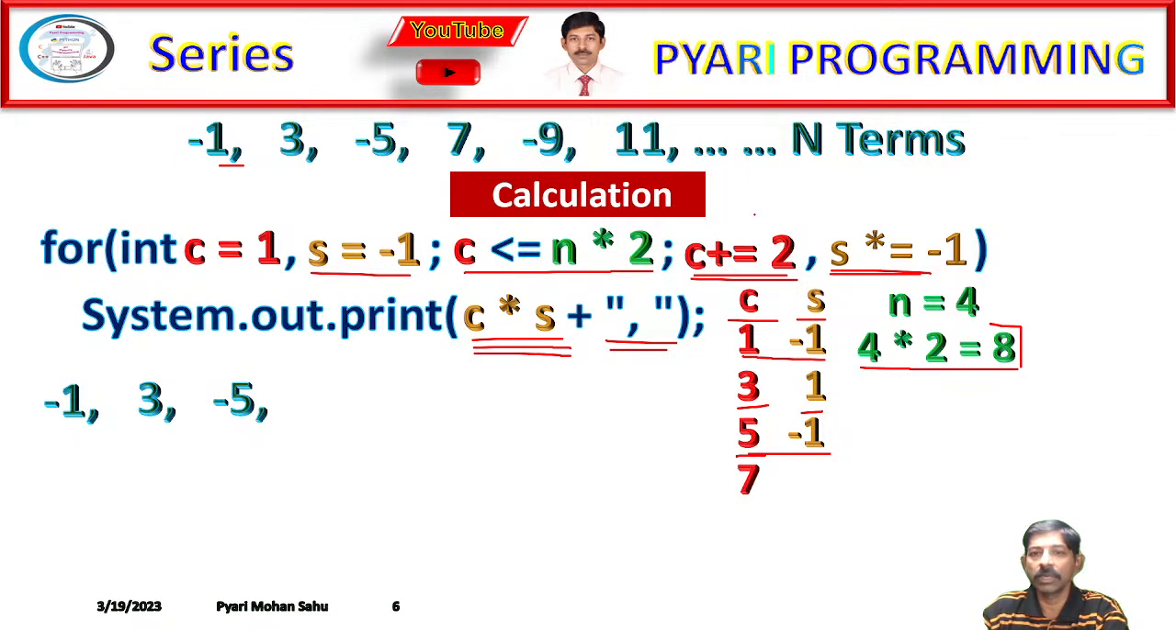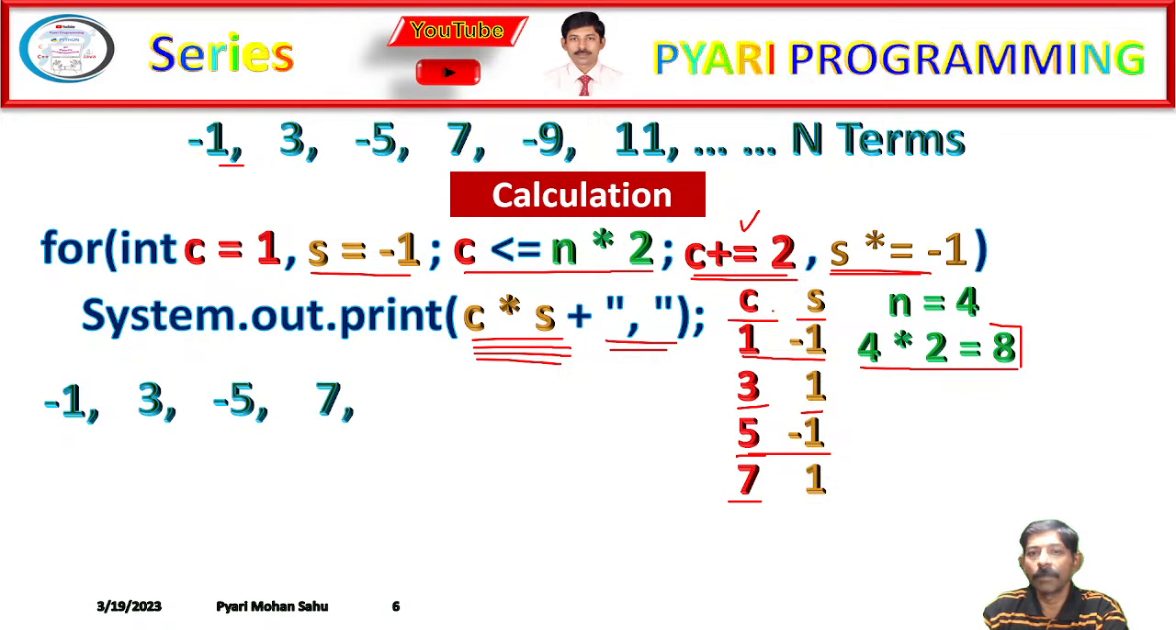This is your 7. C plus equals to 2. 7. Sign needs to be changed. Minus 1 into minus 1 becomes your plus 1. After that I will go for condition 7 is less than equals to 8. It is true. So that's why I will go for the body part. Display C into S. 7 into 1 is your 7.